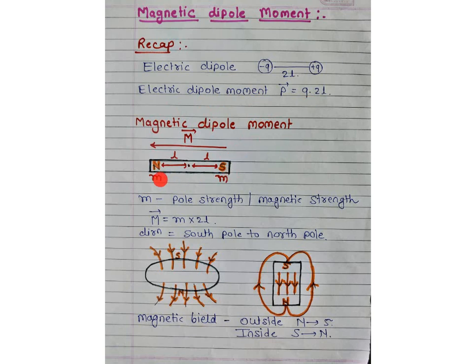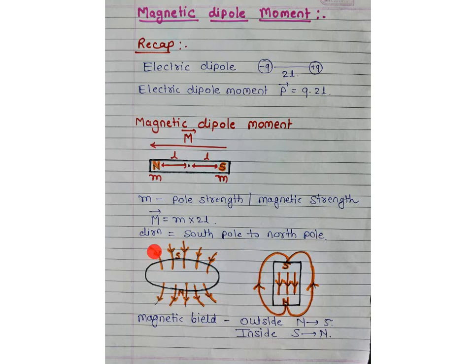Consider a magnet. This is the north pole, this is the south pole, and small m is the pole strength, also called the magnetic strength. Therefore, the magnetic moment, also called the magnetic dipole moment, is equal to small m into 2L, that is, the pole strength into the distance between the north and south poles. The direction of the magnetic dipole moment is from south pole to north pole.